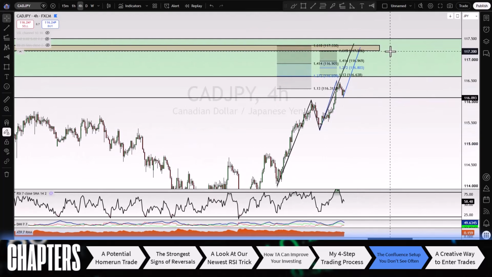I think we could expand up to about 117.20. And if you're being a little bit more cautious, you can always shoot for that 117 even handled number, which is a psychological level as well.